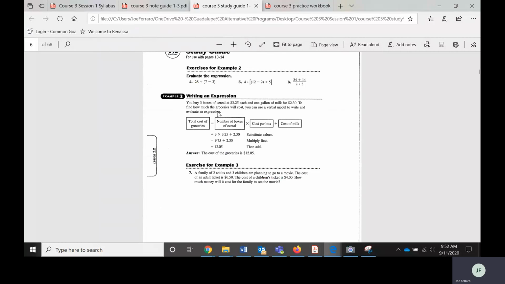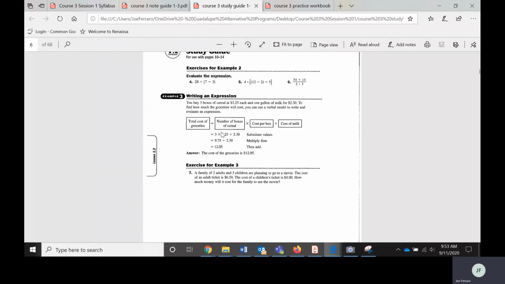So you might not set it up exactly like this, or you might do it in kind of 2 steps. You might not think of writing it out one way, and that's fine. The key is going to be to get the right answer. But the way they do this, it says you buy 3 boxes of cereal at $3.25, so that means 3 times $3.25. And then you also buy a gallon of milk for $2.30, and that's just 1 gallon of milk. So you've got to add those 2 things together.